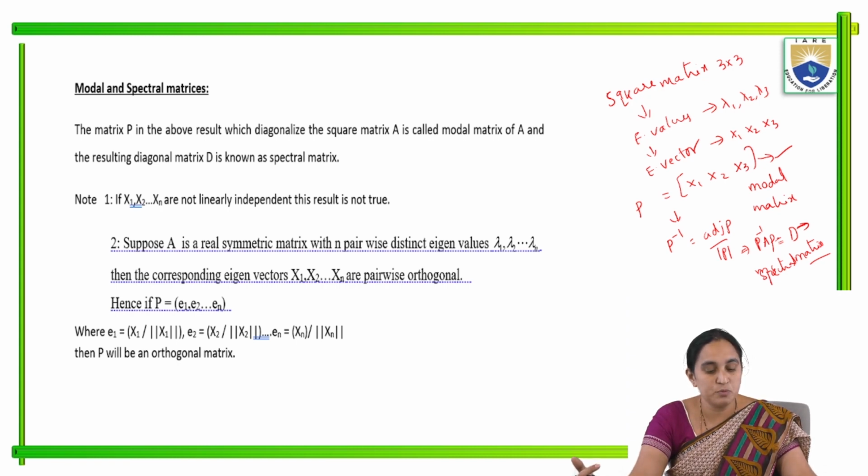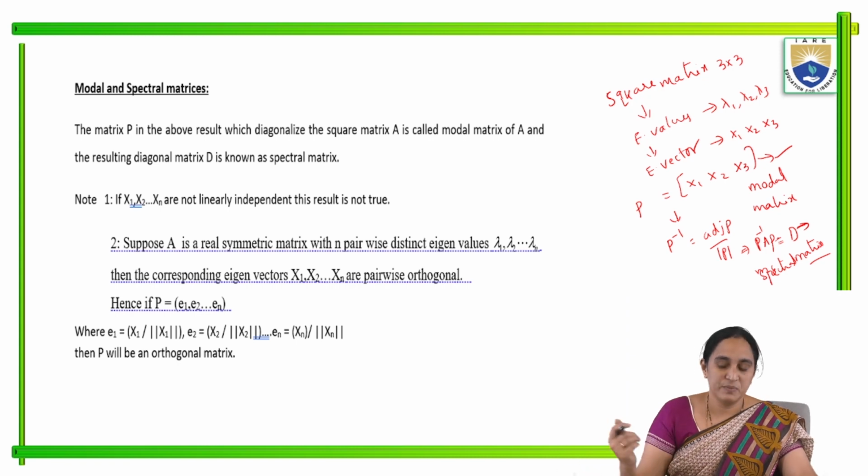Second point, suppose A is a real symmetric matrix with n pairwise distinct eigenvalues lambda 1, lambda 2 and lambda n, then the corresponding eigenvectors x1, x2, xn are pairwise orthogonal, hence P is equal to E1, E2 and so on En. This is one condition, where E1 is equal to x1 by norm x1, E2 is equal to x2 by norm x2 and En is equal to xn by norm xn. Then P will be an orthogonal matrix.